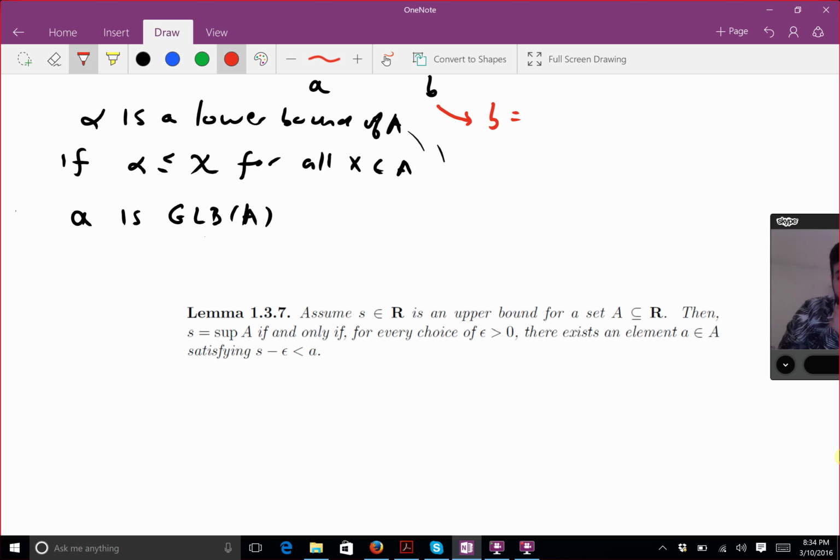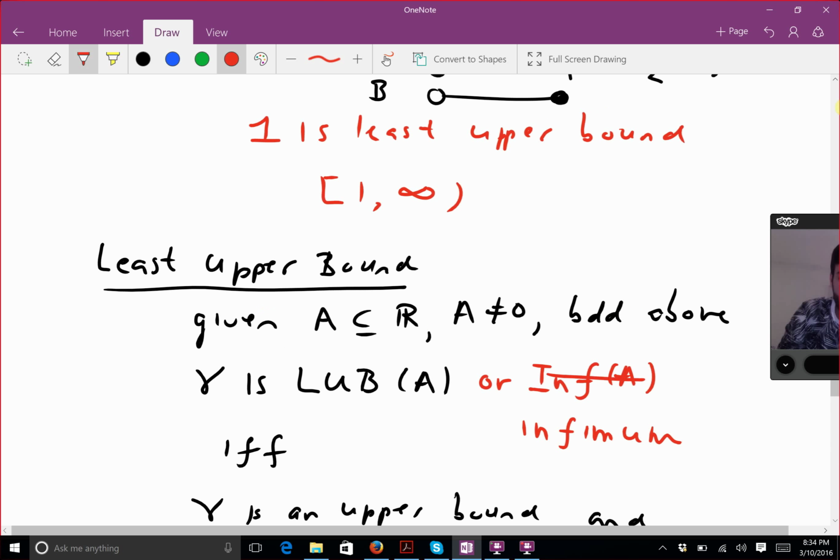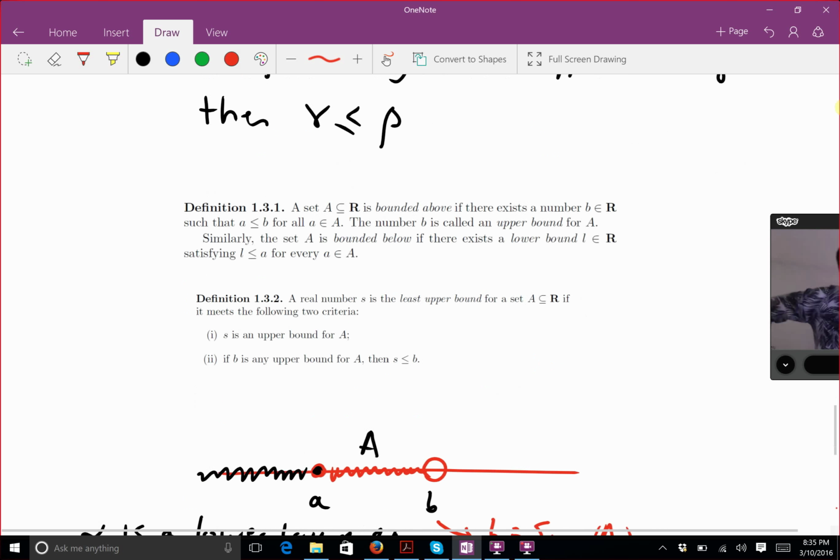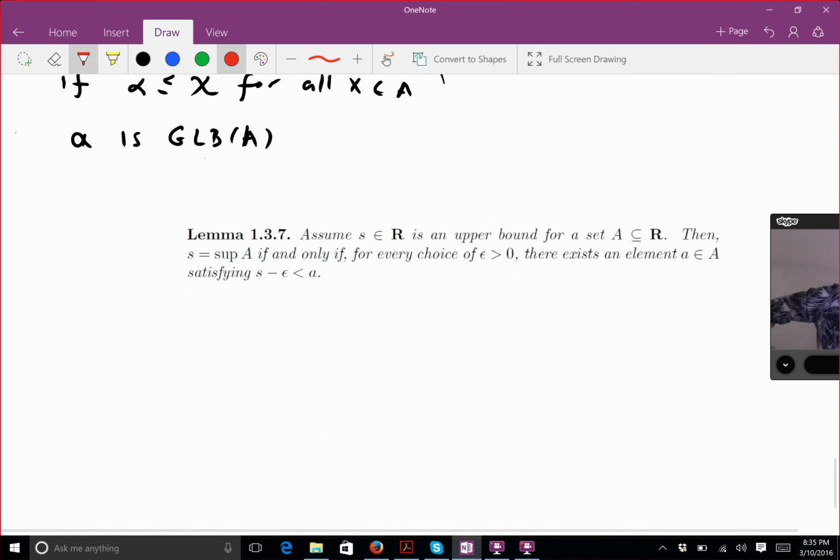I meant to write supremum because supreme means greater. Yeah, this should be supremum, not infimum. Let me erase that. This is the supremum of A. So this is the supremum of A if and only if for every epsilon there is some element of A that is within epsilon of S.